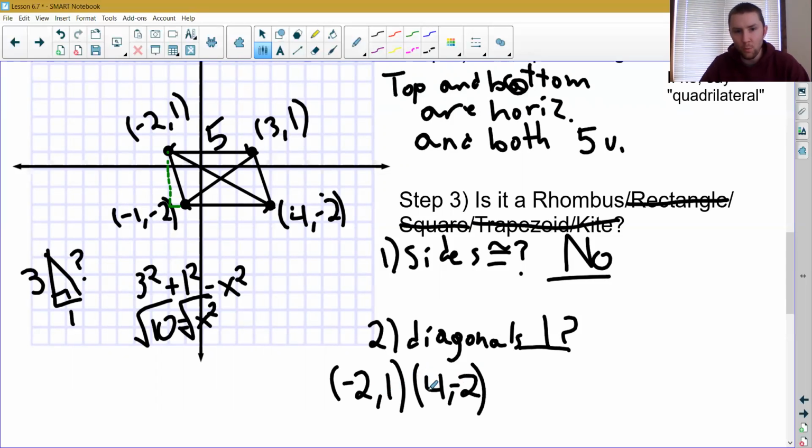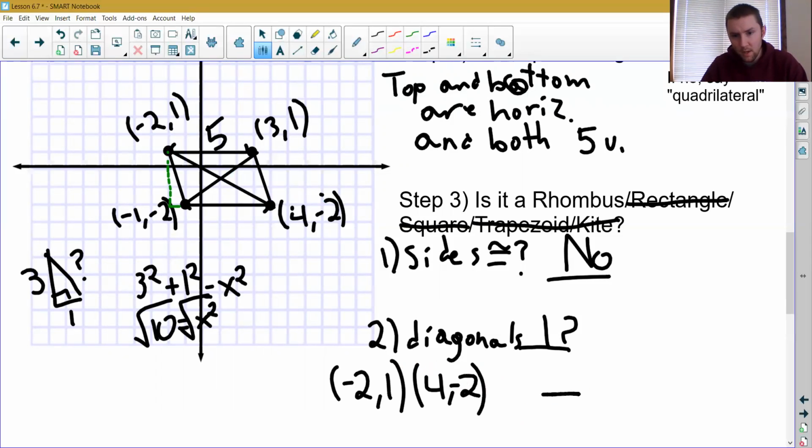Those are the corner points for this diagonal here, top left to bottom right. So I'm going to use the slope formula to figure out, okay, what is the slope of this line? Remember that we subtract the y values and put that on the top. We subtract the x values and put that on the bottom.